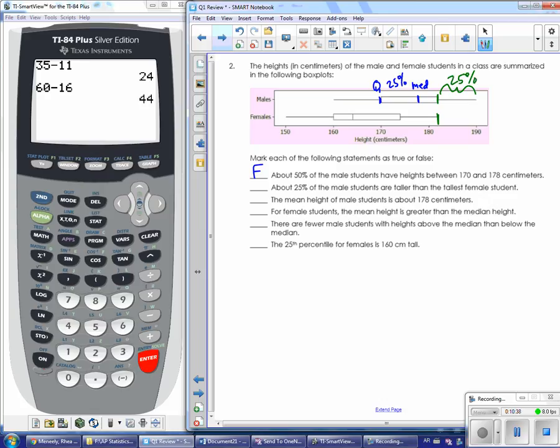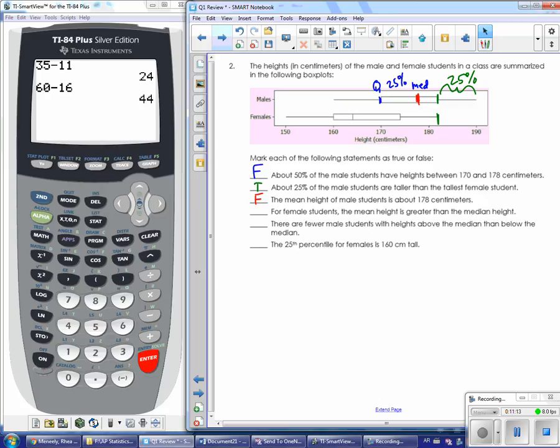We've got basically our upper quartile for the males equivalent to the max of the females, meaning that 25% of the males are going to be taller than the females. So that's true. The next one says the mean height of male students is about 178 centimeters. So 178 centimeters is right about here. That corresponds to the median. Remember, when you're given a 5-number summary or a box plot, it's the median, not the mean. So we can't know exactly what the mean height of males is. So this is actually a false statement.